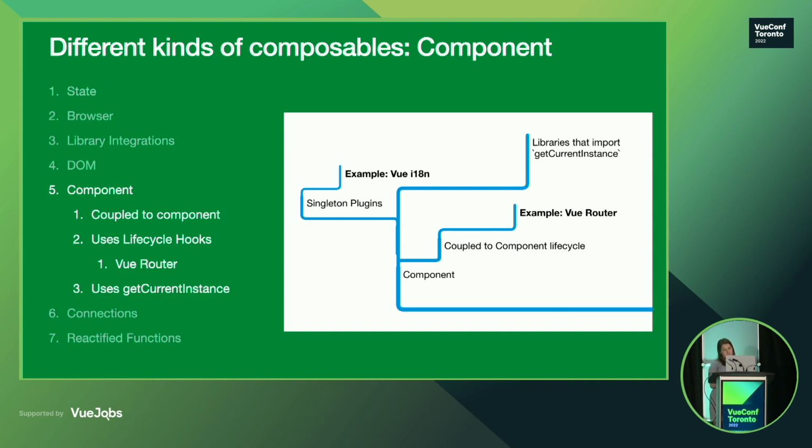The third litmus test I give it is libraries that import get current instance are not able to work outside of a component, right? A lot of reactivity API can work outside of the context of a component, though I wouldn't recommend it. I recommend using composables only within setup functions. You can talk to Daniel on why. I'm not going to explain that.